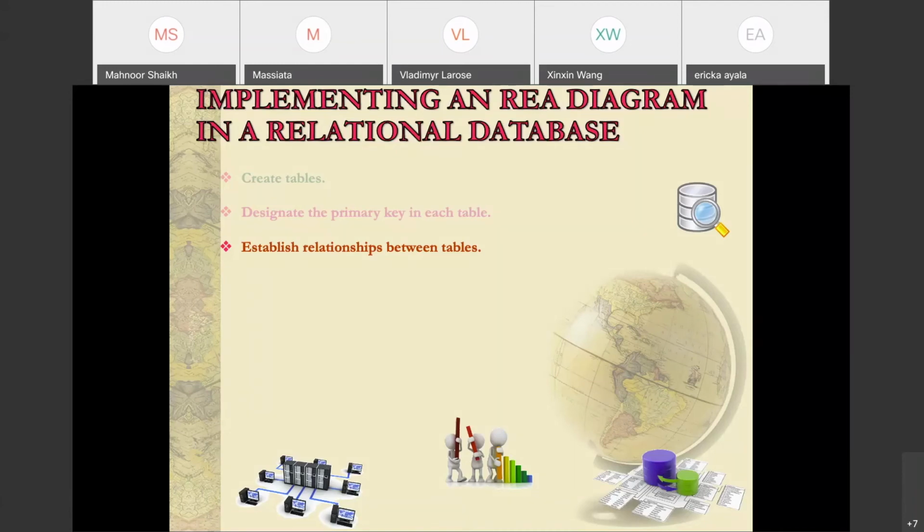So then, after you designate the primary keys, you want to establish the relationship between the tables. As I said, every table must have a primary key, but not every table has foreign keys. But those tables which have a foreign key actually have a relationship with other tables.